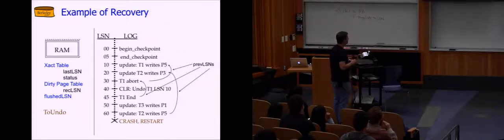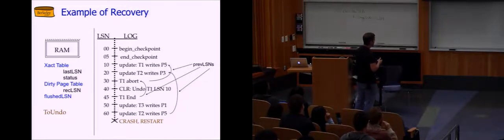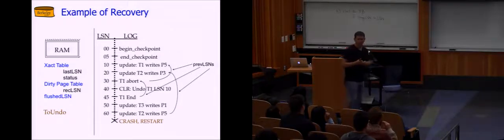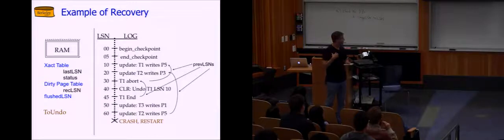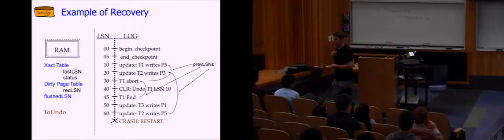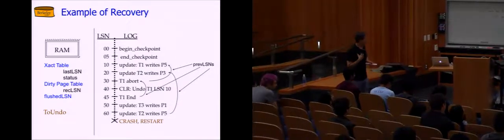The next thing that happens is, log sequence number 30, transaction 1 says, I abort. And the prev LSN of that log record is 10. Right? Because that's the previous log record of transaction 1. Make sense?